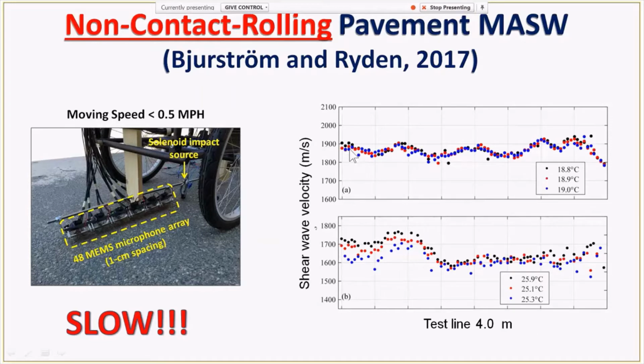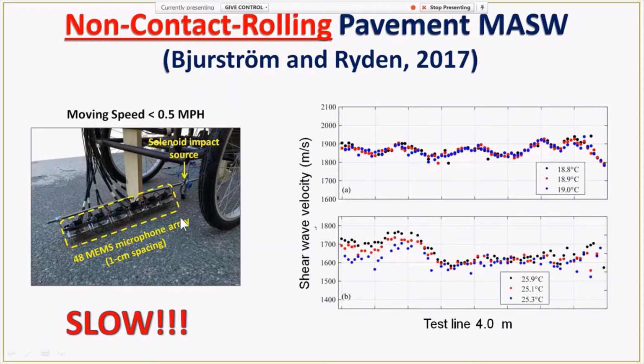And we are looking at different colors representing shear wave velocities at different temperatures. We all know asphalt pavement stiffness changes with temperature. So I'm going to talk a little bit more about this temperature effect in a minute. So all of a sudden, everything can continuously move while the measurements are being made.